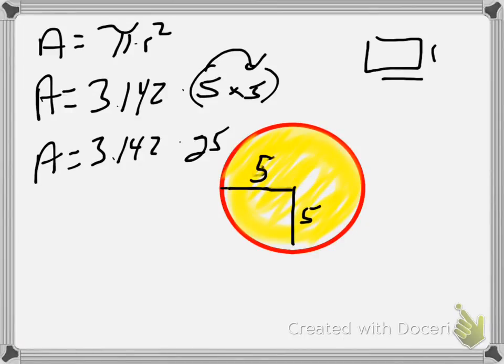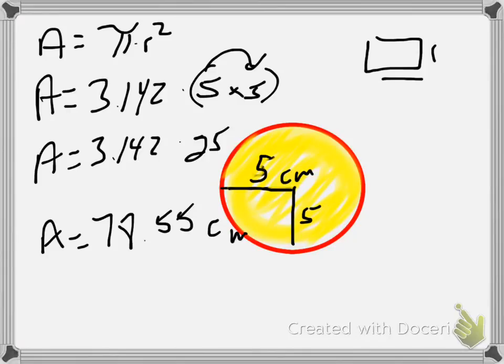So if we take 3.142 and multiply it by 25, we end up with an area of 78.55, and in this case we'll call these centimeters, so our area would be centimeters squared. And the reason it is squared is because we're multiplying 2 dimensions of this circle, and in this case a radius from the side and a radius from the bottom.